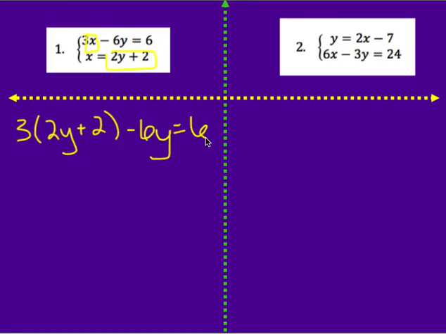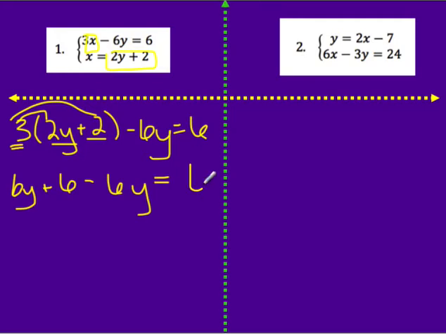So all I did was substitute out just the x. Now I'm going to distribute in the 3. 3 times 2y is 6y. 3 times 2 is going to give me 6. Now here I'm going to have a minus 6y, and that's equal to 6. That's a lot of 6's, okay?